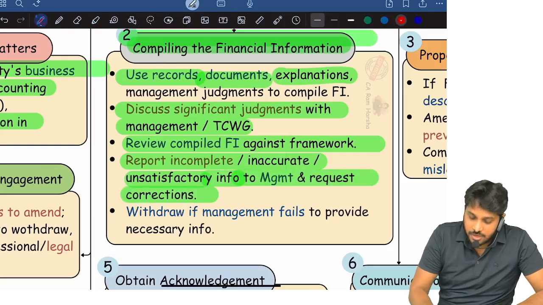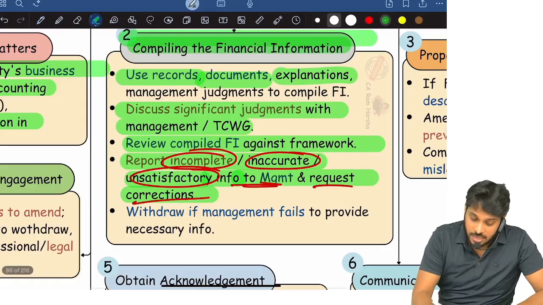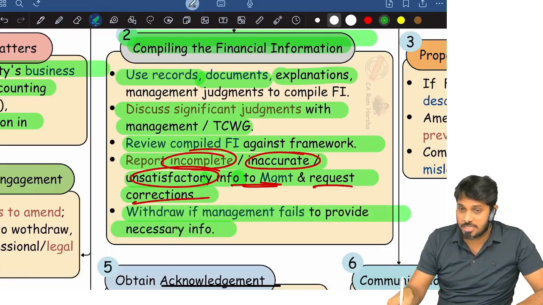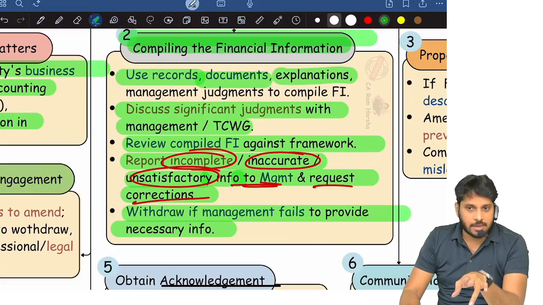You see here, if at all you identify any inaccurate or unsatisfactory information, or you felt some information is incomplete, you will report to the management and request for correction. Withdraw if management fails to provide necessary information. So if there is any misstatement, you should not sign the compilation report.